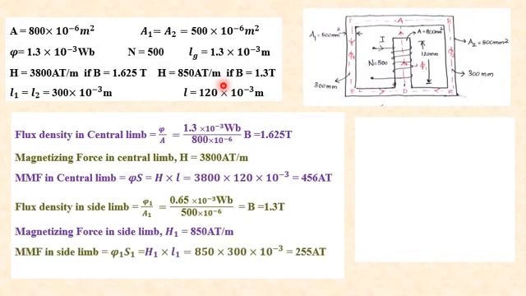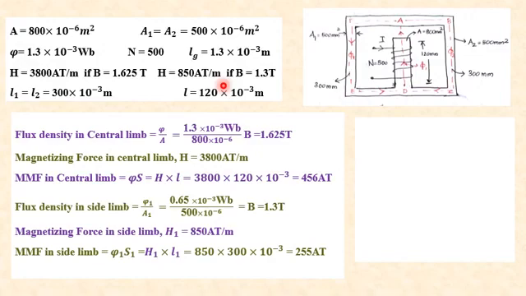So the mmf in the side limb, that is phi1 s1, which is also the same as phi2 s2, will be H into L1, equal to 850 into 300 into 10 raised to minus 3, that is 255 ampere turns. So we got the MMF in the central limb as well as the MMF in the side limb.